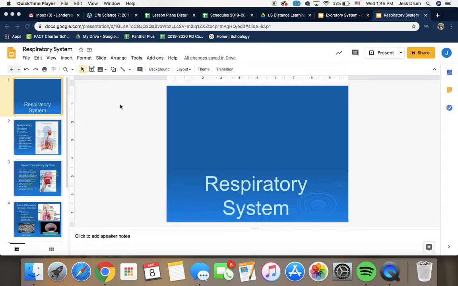Going to begin the respiratory system. This week we're going to spend 2 days on the respiratory system and 2 days on the excretory system. These are kind of combined into one chapter, so I've just broken it up. Half the week we're going to do respiratory, and then the second half of the week we'll do the excretory system. So let's go ahead and get started. Today is the respiratory system.